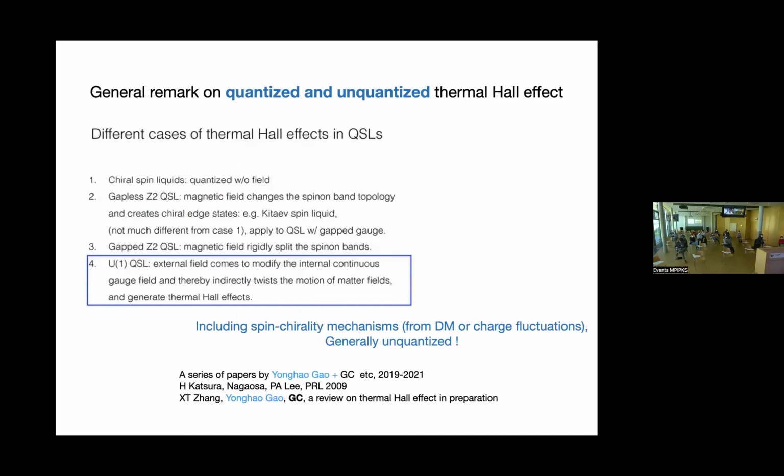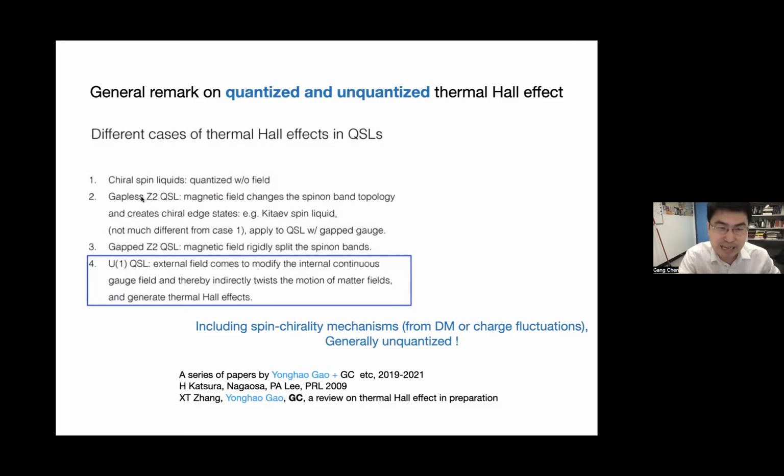So now I want to switch gears to say a few words, to make some higher level general remarks on thermal Hall effects, quantized and unquantized, in exotic quantum spin liquids. I listed several different cases for thermal Hall effects in quantum spin liquids. First, which is well known, is the chiral spin liquid. We have a chiral edge mode, so we are sure you have a quantized thermal Hall effect.